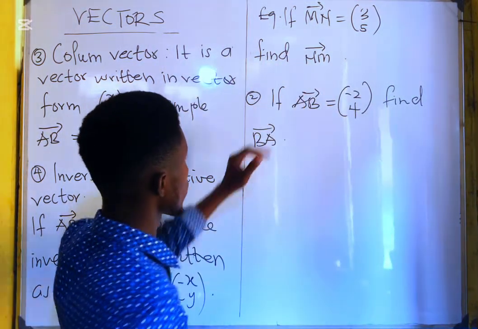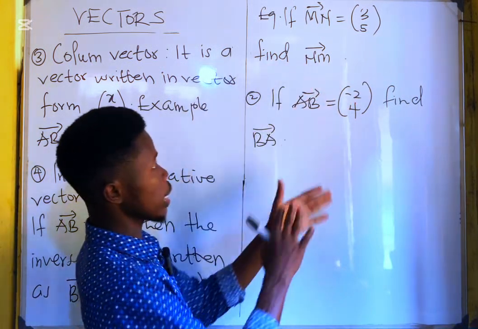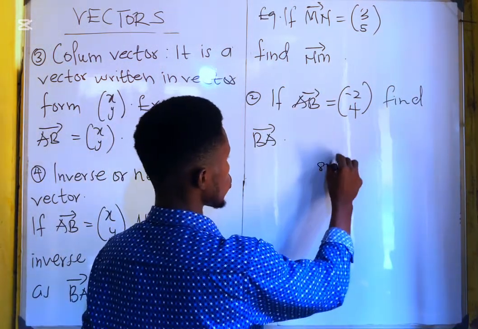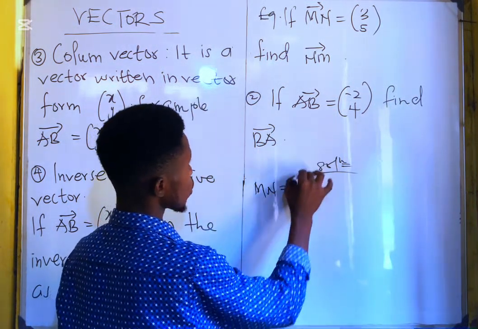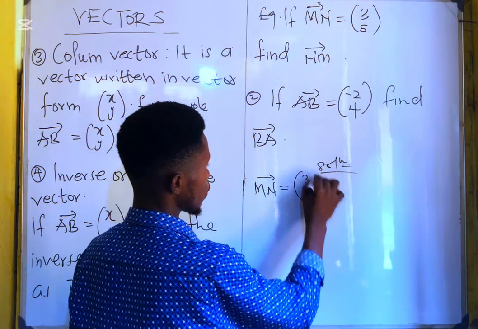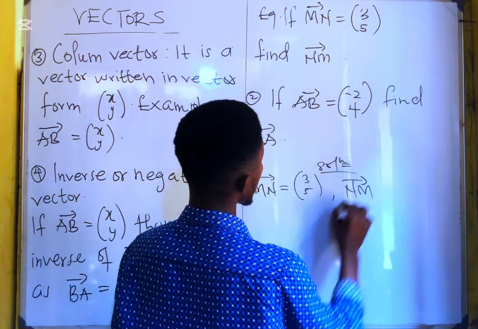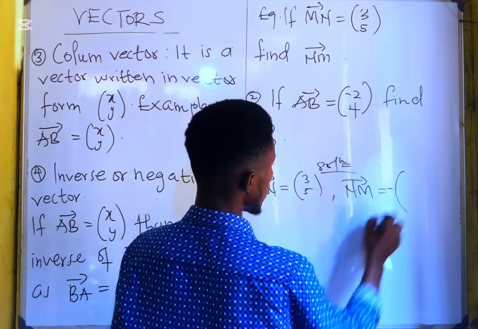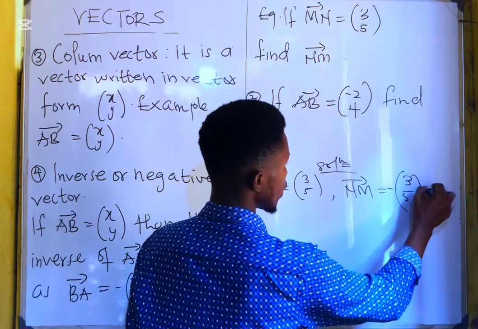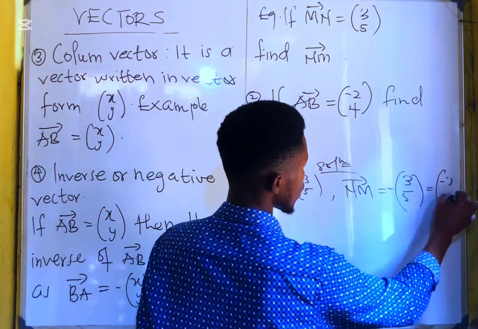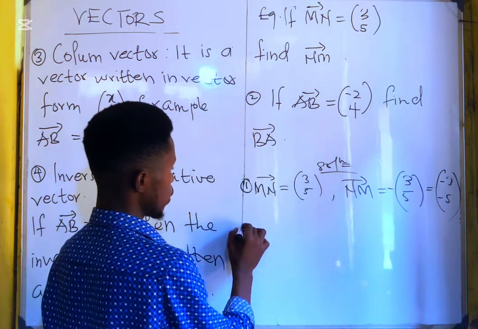So let's look at some examples here. If MN equals (3, 5), find NM. So you see that is the turning side of it. So solution. MN equals (3, 5). So if I want to find NM, the vector of it will be the negative of the answer given, which is (3, 5). And this will give me (-3, -5). Is that okay? That is the 1.